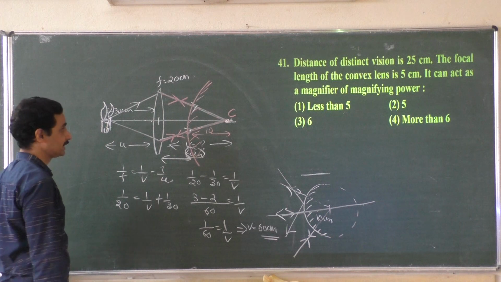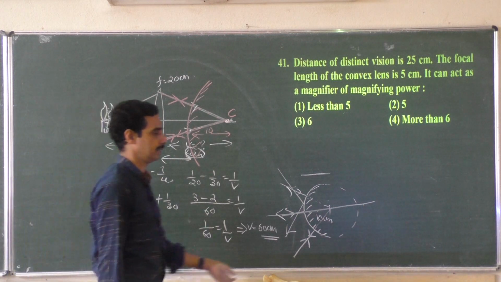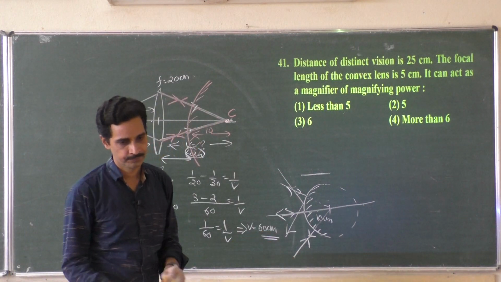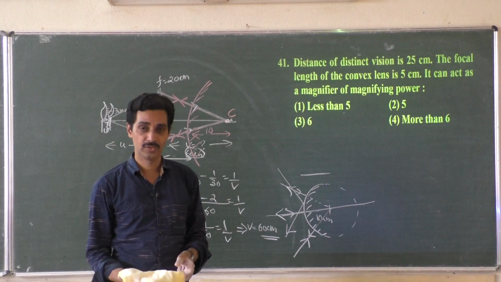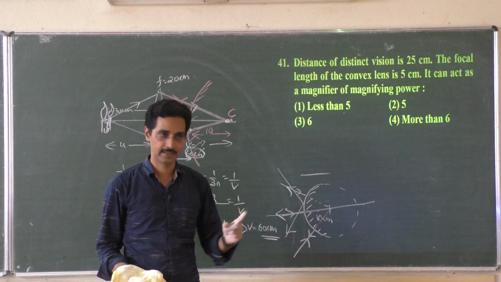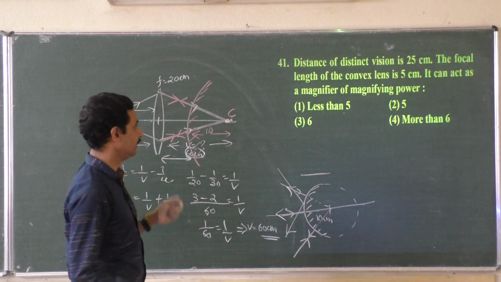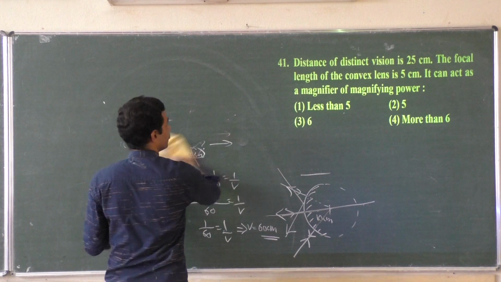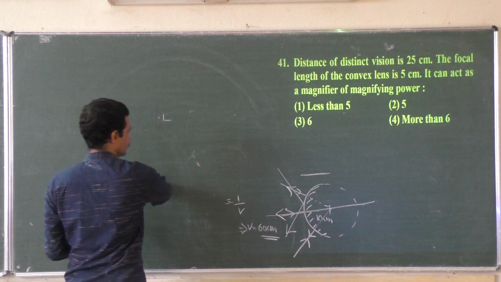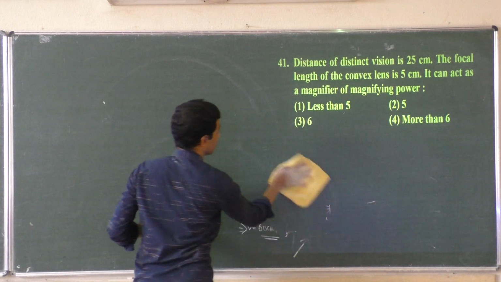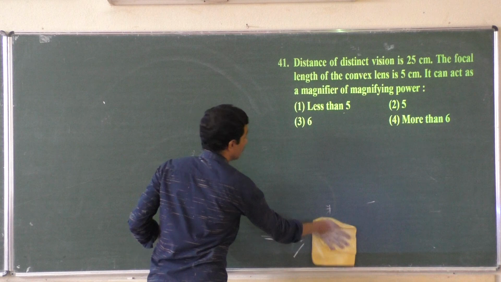41. Distance of distinct vision is 25 centimeter. What do you mean by distance of distinct vision? The minimum distance at which you can see an object clearly. Within that you can't see. For a normal human being it is 25. The focal length of a convex lens is 5 centimeter. What is the magnifying power?